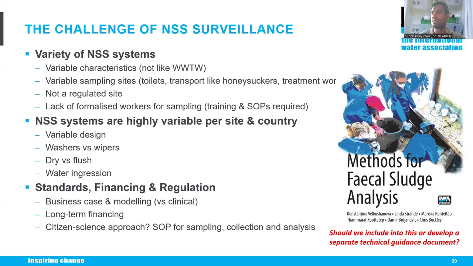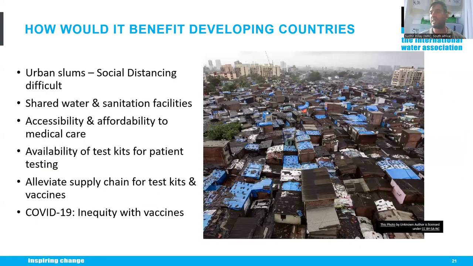And the question we should ask ourselves is, should we include this in this type of textbook, or should we develop a separate technical guidance document for non-sewered sanitation systems? And this is for across the world. Well, South Africa is quite different from Asia. We tend to use more dry types of systems here compared to Asia or places where they wash. So should we bring all of this information into some type of technical guidance document? So that's it, I said I'd be quick and fast.